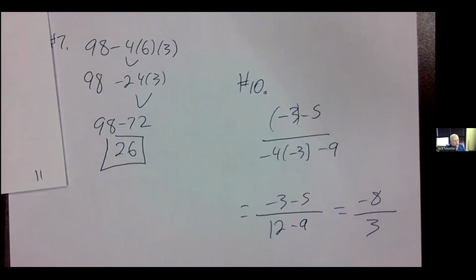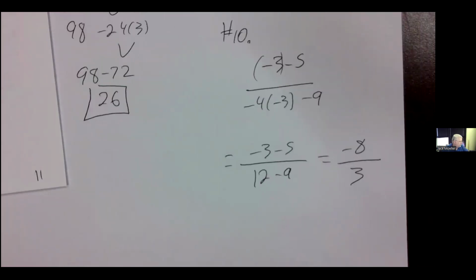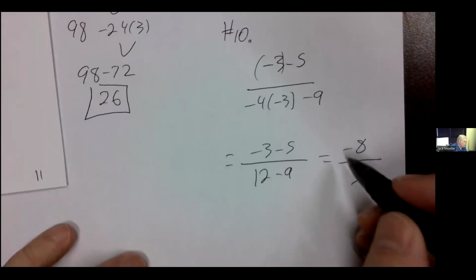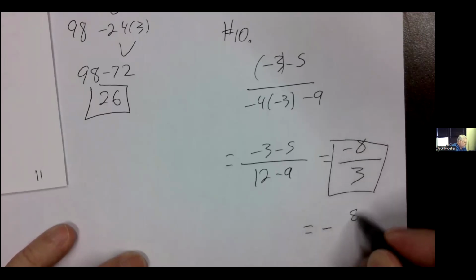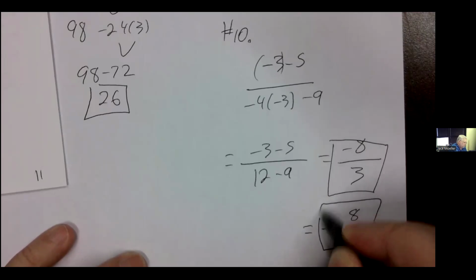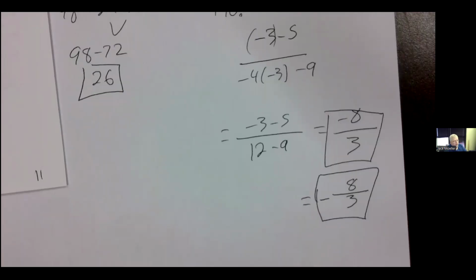Just like with any order of operations problem, if it's a fraction, once you get it down to this point, then simplify it as a fraction. 3 doesn't go into 8, so it is simplified. That is your answer, or negative 5 by positive is overall a negative fraction. So either negative 8 over 3 or negative 8/3, same thing. But if you have multiple instances of your variable, you plug it in everywhere that it exists.